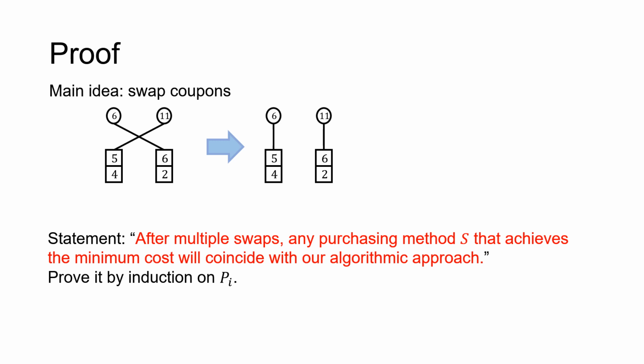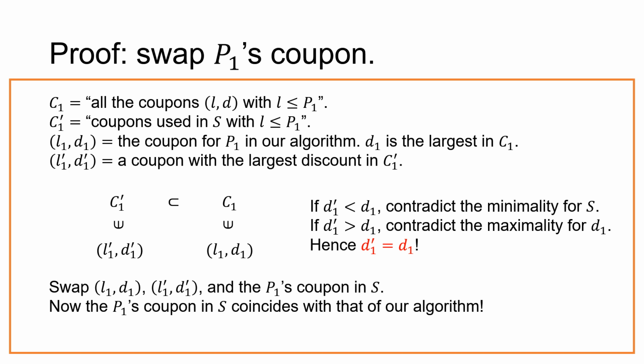We will prove this by induction on Pi. First, let's consider the coupon we've used for P1 in our algorithm. Let C1 be the set of all coupons (Lj, Dj) such that Lj is less than or equal to P1, and let C1' be the set of coupons used in construction S. (L1, D1) represents the coupon for P1 in our algorithm, and as the algorithm demonstrates, D1 is the largest discount among the coupons in C1.